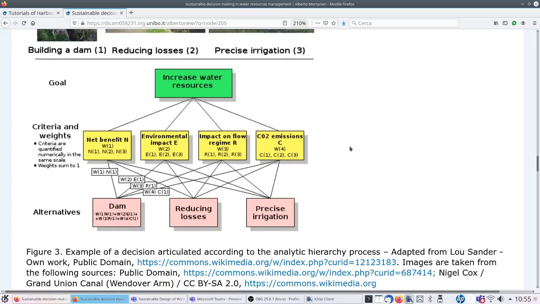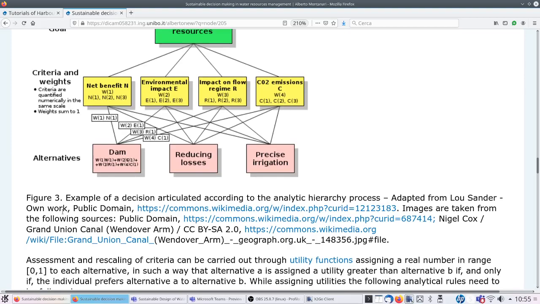Sorry, the computation is here. I'm sorry that you don't see my mouse, but if you look at the figure, in the pink rectangle labeled dam, below the writing dam, you have the computation of the overall score of the dam: W1 N1 plus W2 E1 plus W3 R1 plus W4 C1. Okay, and this gives you the overall score of the dam. You can make the same computation for reducing losses, and for the third alternative, precise irrigation. And then you end up with three overall scores, and the highest is your preferred decision.